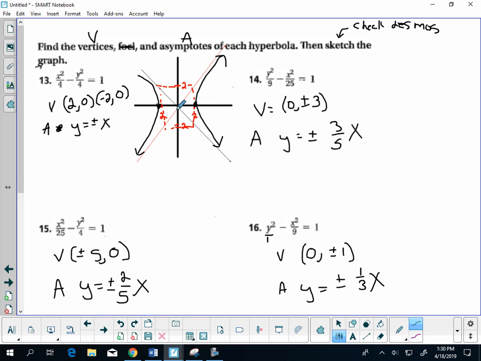Also, my asymptotes are rise over run. It's going to be y equals, and it's going up 2, left 2. So my slope is 2 over 2. If I go left, it's negative. If I go right, it's positive. So that's plus or minus, which reduces to 1. So plus or minus 1x. And that's how you would graph it. And that's what you should get.